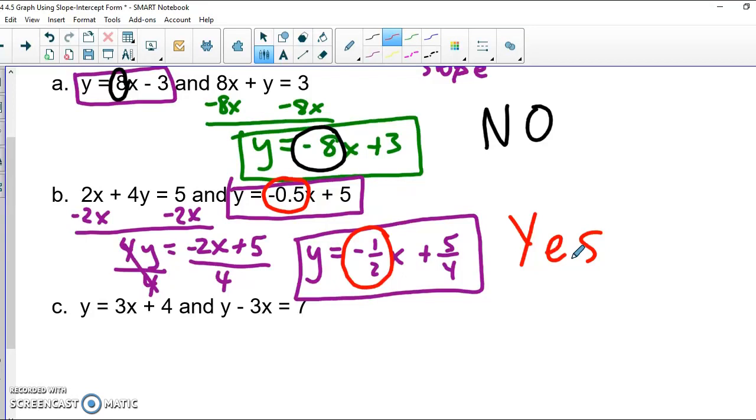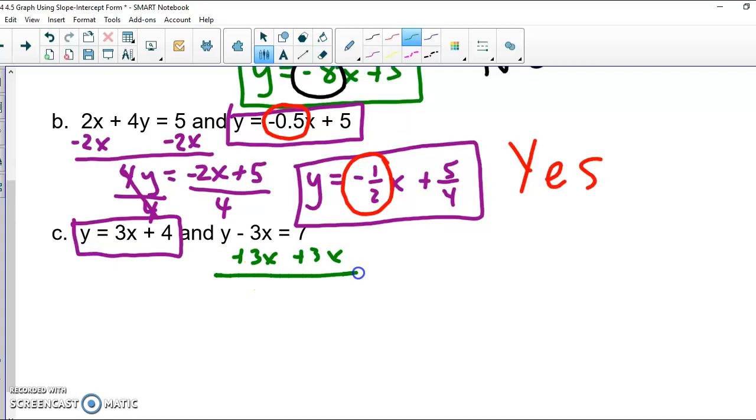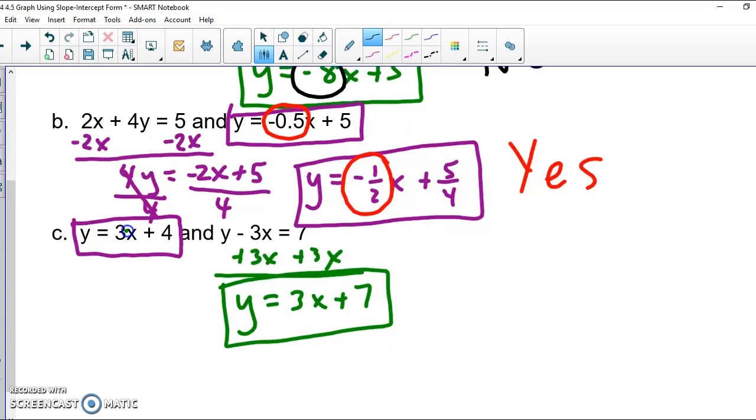Last but not least, let's check out letter C. I'm going to use the same process, and I like my first equation because it's already in y equals mx plus b form. But my second equation, I'm going to have to change it up a little. So I'm going to add x to both sides, and I get y equals 3x plus 7. Now I have two equations I can compare. The slope of my first line is 3. The slope of my second line is 3. So yes, these lines are parallel.